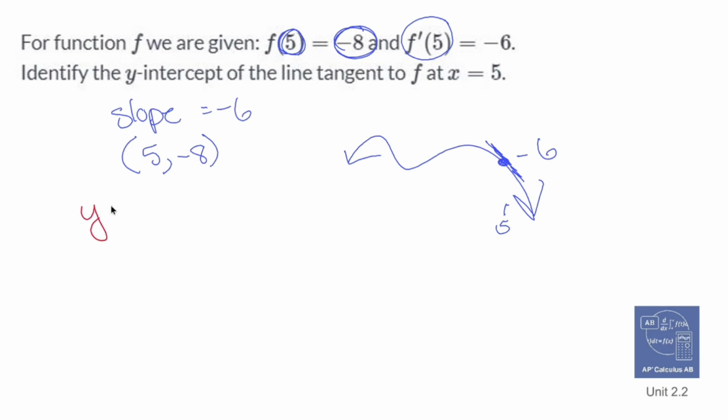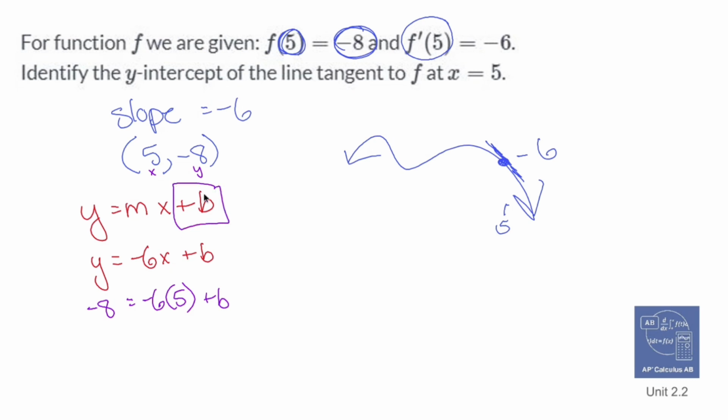So if I have y equals mx plus b, that's slope-intercept form. I already know that the slope of the tangent line is -6. So what I have so far is y equals -6x plus b. I also know that I'm given the point (5, -8). So if I call this x and I call this y, I can substitute for y, -8, and I can substitute for x, 5, and do a little bit of math. So plus b is going to give me my y-intercept.